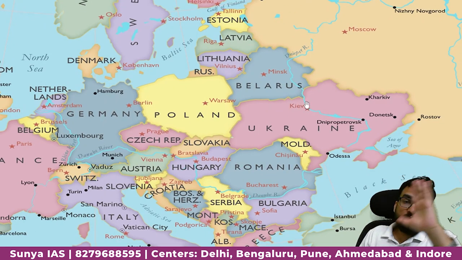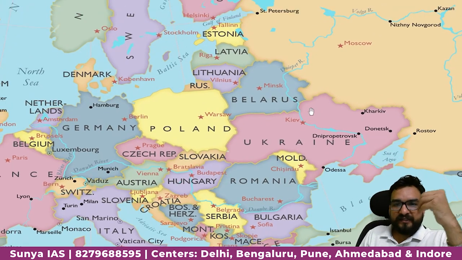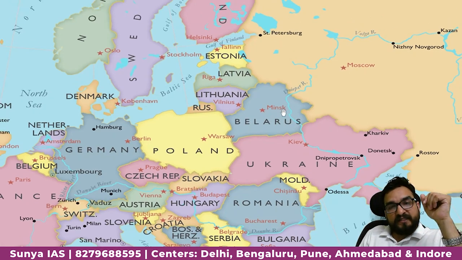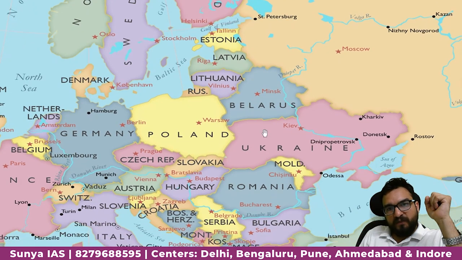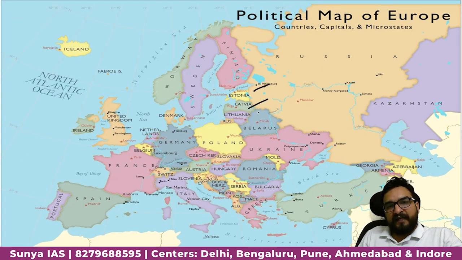Ukraine, Kyiv, you will be remembering because it has been in news. And these regions, I'll be telling you in the next class when we will open up places in news. Belarus is Minsk, very important city, guys, Minsk. Lithuania, Vilnius. So Estonia, Latvia, Lithuania. Belarus and Ukraine, we have seen till now. Over here, Tallinn, Riga, Vilnius, Minsk, Kyiv.